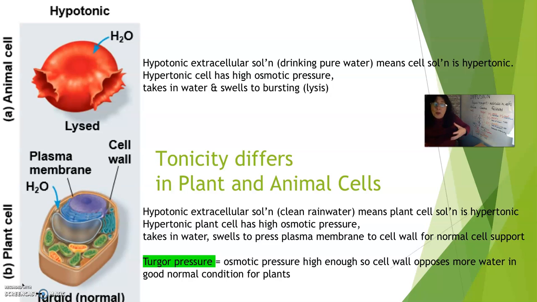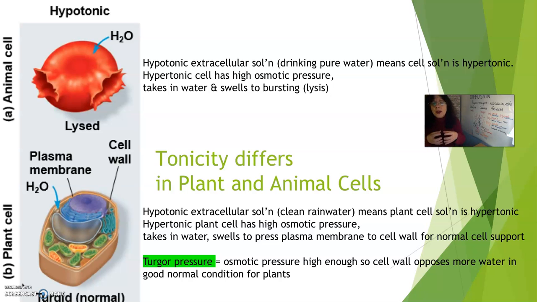So when that plant cell swells, the plasma membrane pushes on the cell wall to give it some support. That is a situation that the plant wants to be in. We call that turgor pressure. And it is the normal situation for a healthy plant in that the osmotic pressure is high enough inside the hypertonic cellular environment so that the cell wall accommodates the swelling, but then starts to oppose any more water coming in because it's got enough.